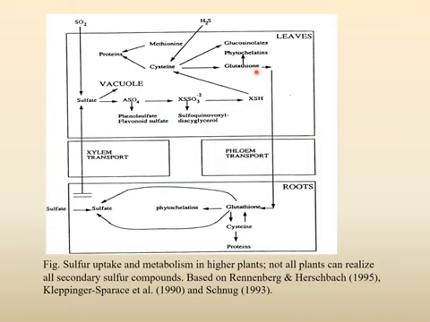Glutathione can be utilized for the formation of phytochelatins, and it can be retranslocated via phloem into the root. In the roots, it again can be converted into the amino acid cysteine, which is utilized for the formation of proteins, or it can be utilized for the formation of phytochelatins.